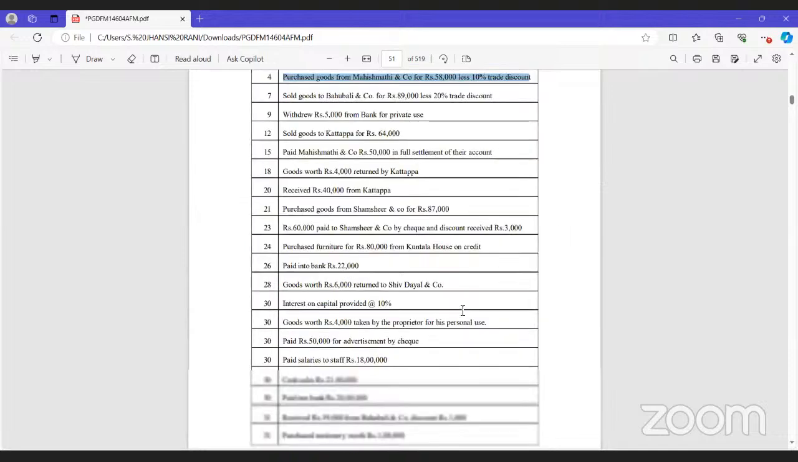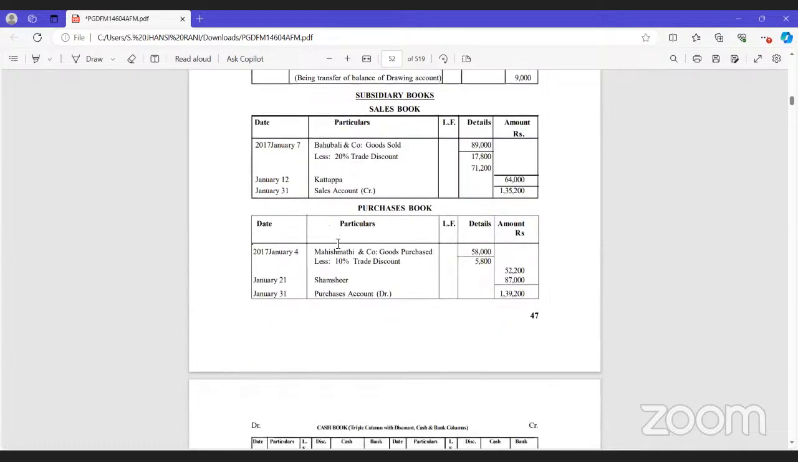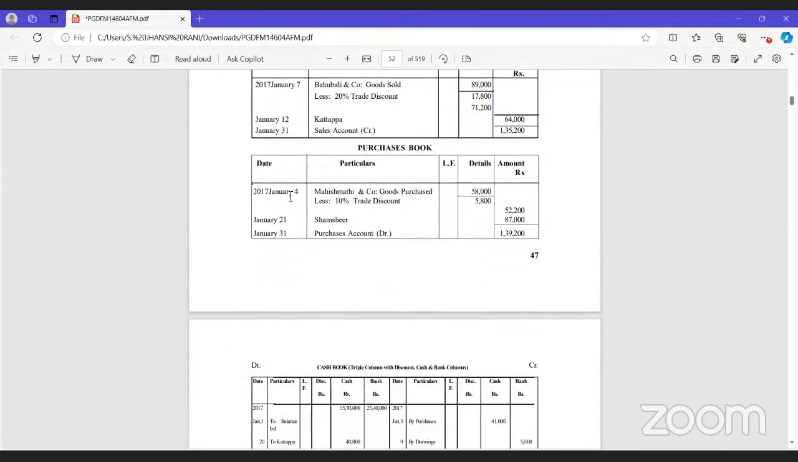So look at your purchases from Maheshmati, where it is. Look at your purchase book. On January 5th, we are purchasing goods worth 58,000. But he said trade discount 10%. So 58,000 into 10% is 5,800. When you deduct it, you'll get 52,200.